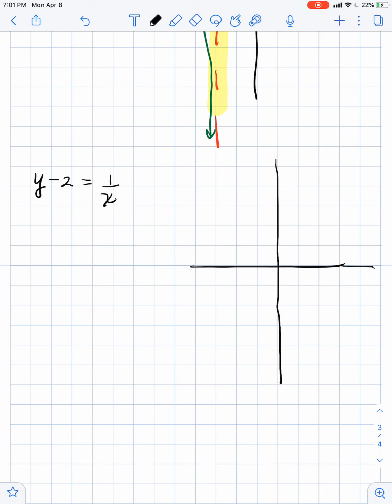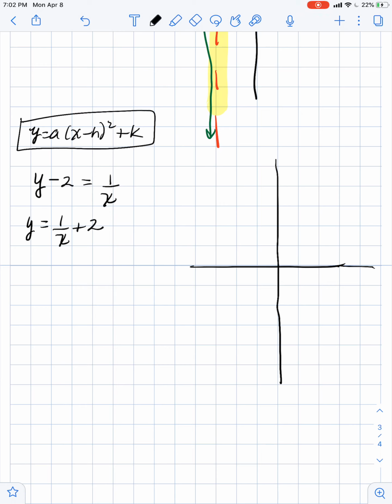Now, here's the thing. Normally it's not written in this form. Normally you will see it written in this form. Okay? So that's where it becomes very similar, guys, to our y equals a(x minus h) squared plus k, our quadratic standard form. See how now we've made it look that way.